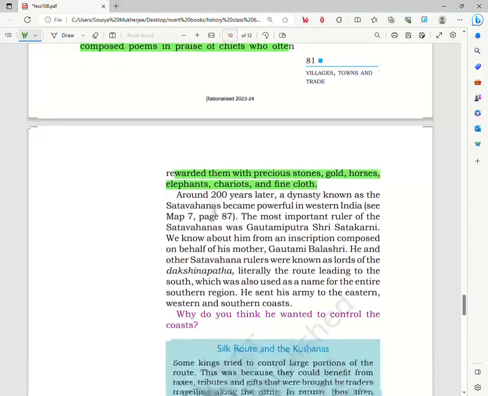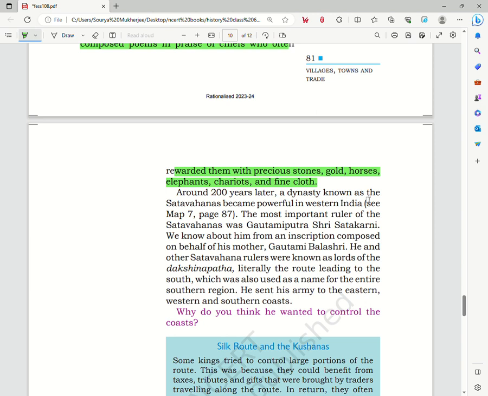Around 200 years later, a dynasty known as the Satavahanas became powerful in western India. The most important ruler of the Satavahanas was Gautamiputra Sri Satakarni. We know about him from an inscription composed on behalf of his mother, Gautami Balashri. He and the other Satavahana rulers were known as the lords of the Dakshinapatha, literally the route leading to the south, which was also used as a name for the entire southern region. He sent his army to the eastern, western, and southern coast.